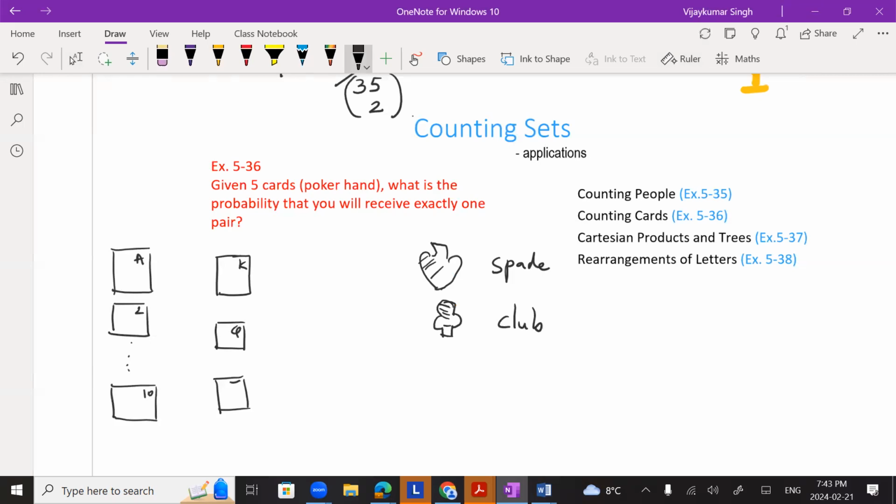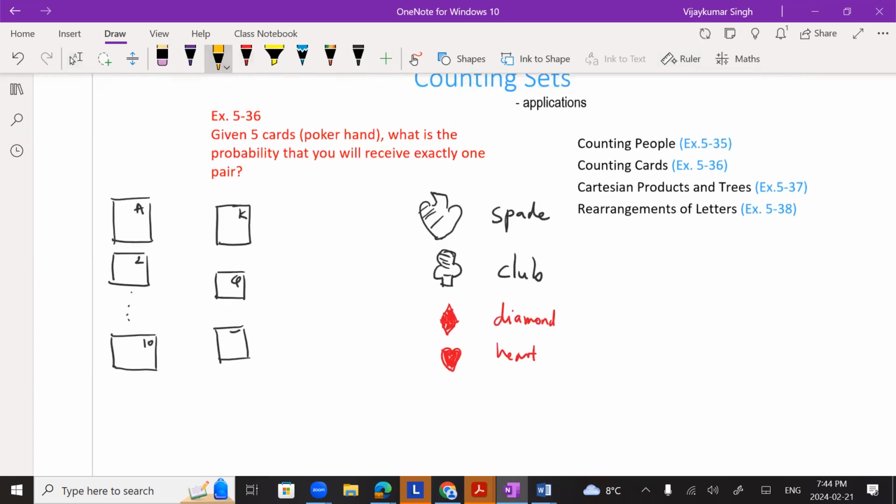For spade, there are 13 cards. There are 13 cards for the black. And then there are 2 more. One is diamond, right? And then there is one more, which is heart. So diamond. So there are a total of how many cards? There is a total of 13 times 4, which is 52 cards in total.